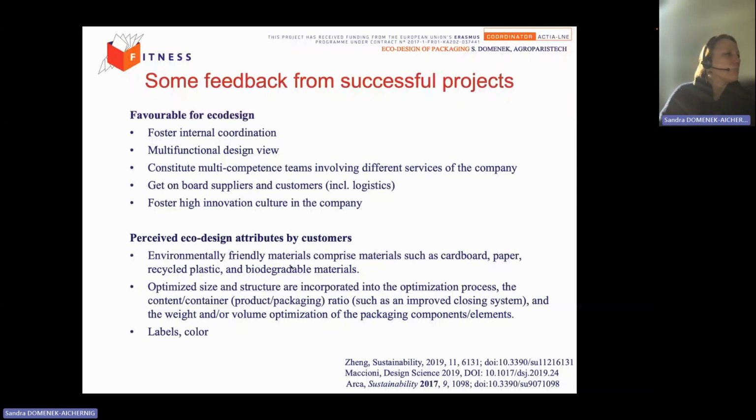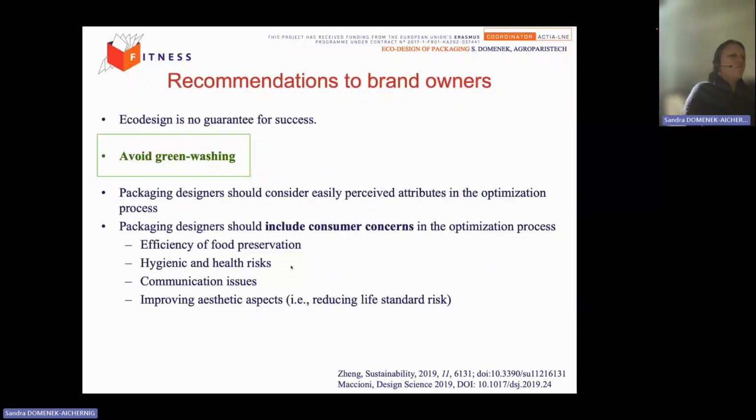One main recommendation to brand owners: in any case, you should avoid greenwashing and always be transparent with your design targets, and also be transparent when you have conflicting results. In that case, you're going to be believed, and you have a chance to be successful in the eco-design.